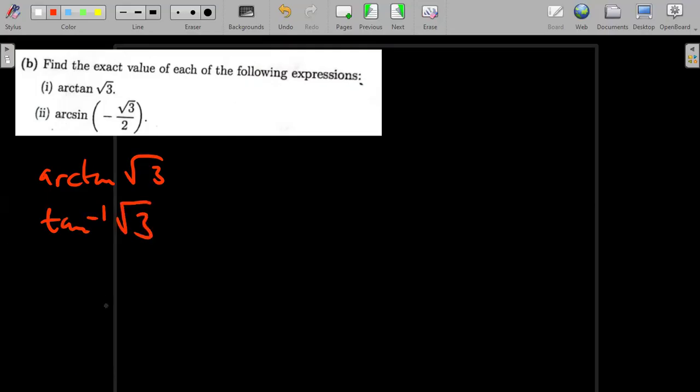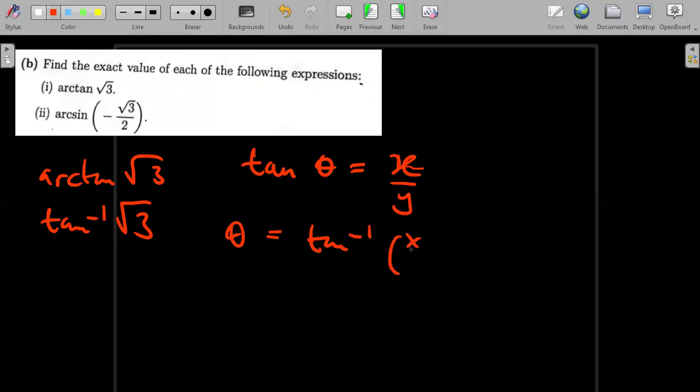So when you are finding the tan inverse here, what you're just looking for is the angle. So remember, if we had tan theta equal to, let me say x over y, then theta is going to be equal to tan inverse of x over y. So we see that what remains is the angle.